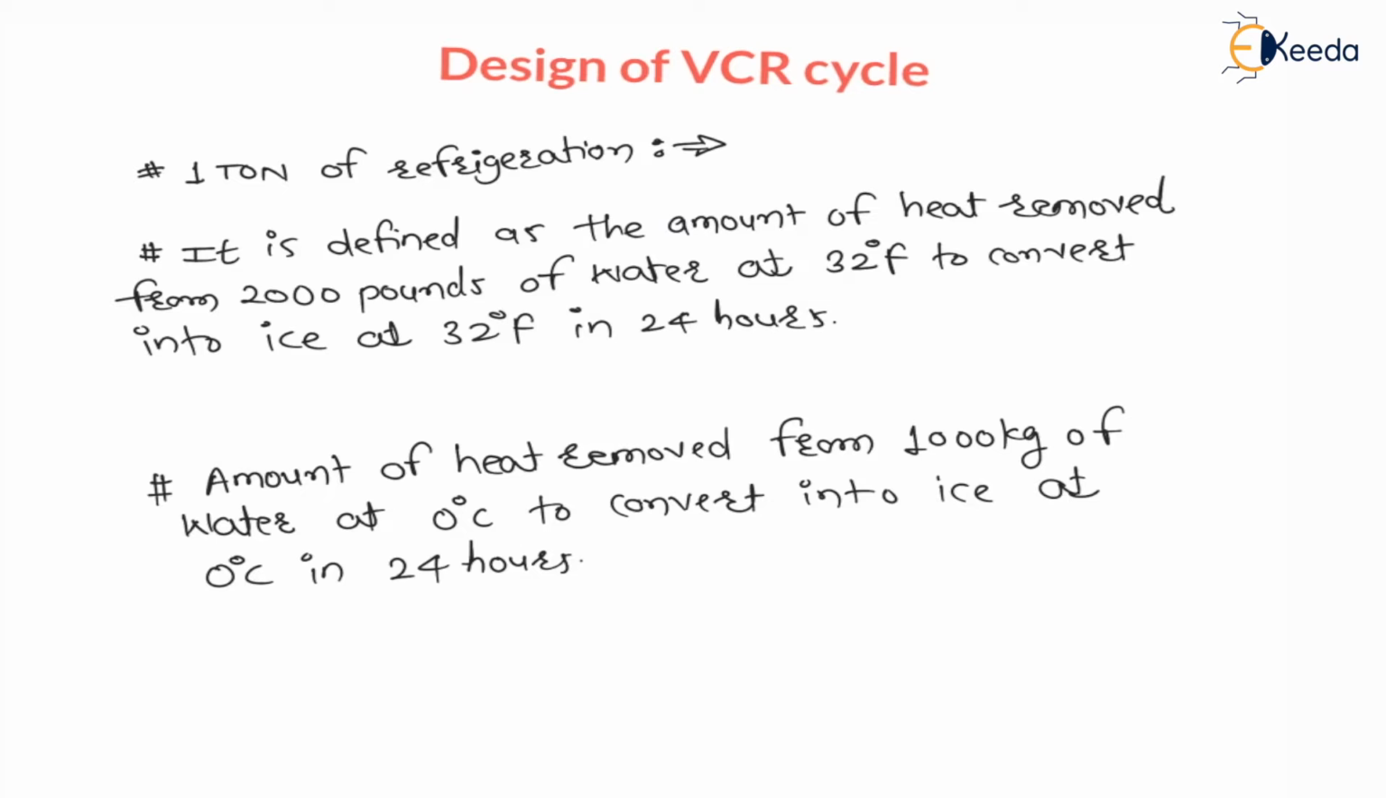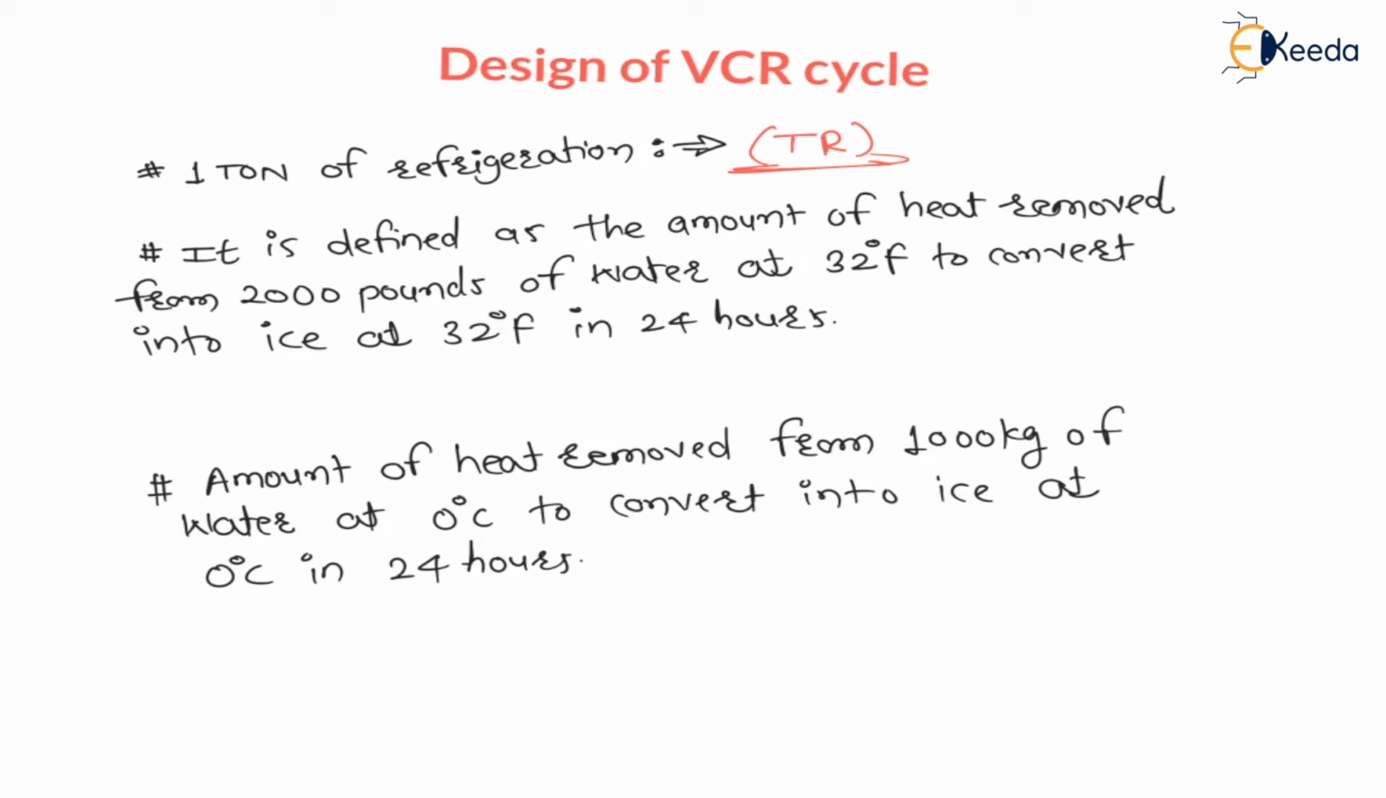It is also represented as 1 TR, ton of refrigeration. Now the definition of 1 ton of refrigeration is that, whenever mass is measured in pounds, temperature in Fahrenheit and time in seconds, it is defined as the amount of heat removed from 2000 pounds of water at 32 degree Fahrenheit to convert it into ice at 32 degree Fahrenheit in 24 hours.